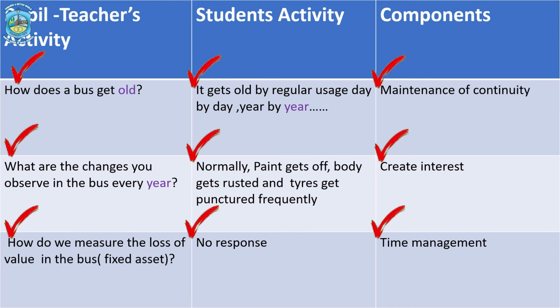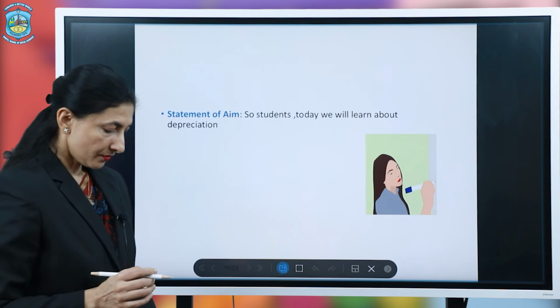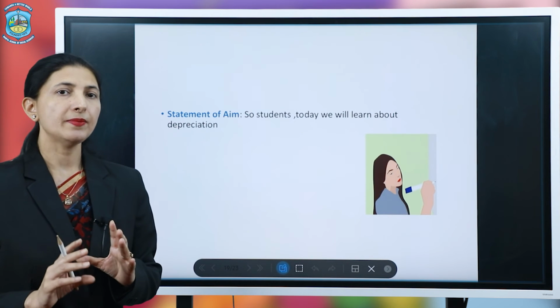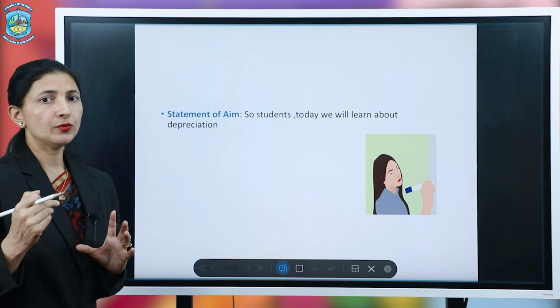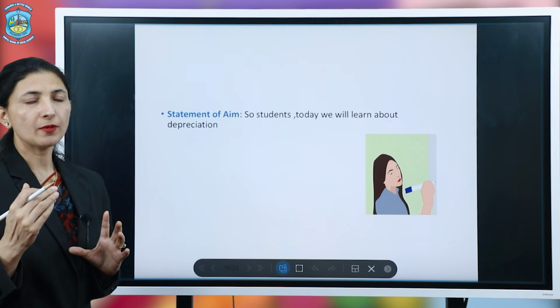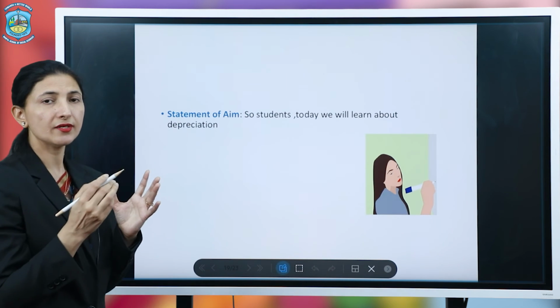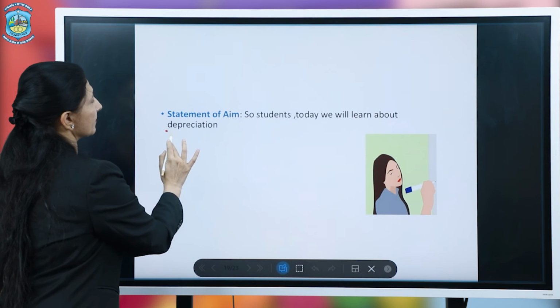And yes, the last component is time management. So a pupil teacher should be careful that she should practice this skill within the given time period, that is 5 minutes, or sometimes 5 to 6 minutes. Now students, if you observe, one important thing is that in this model lesson plan, we are going to introduce the topic towards the end. So the statement of aim will be, students, today we will learn about depreciation.